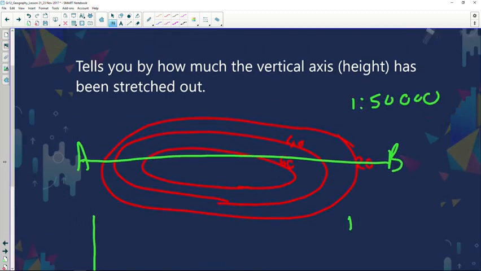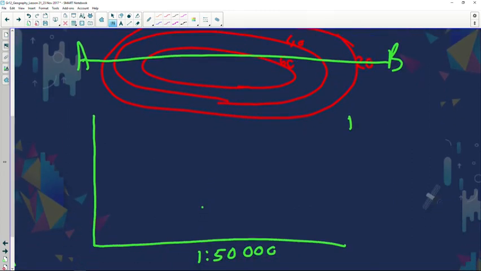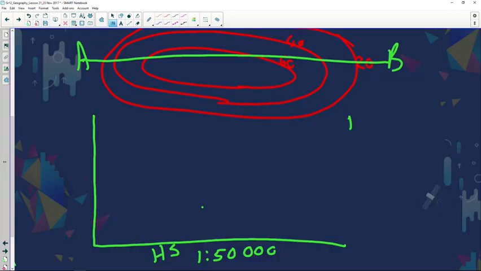And let's call it Bloemfontein. And I ask you to construct a cross-section from A to B on this 1 to 50,000 map of Bloemfontein. Then you will be provided with graph paper, and your horizontal scale is the 1 to 50,000 map. Now keep this in mind. The examiner will always provide you with the vertical scale. The horizontal scale is the type of map that you use.